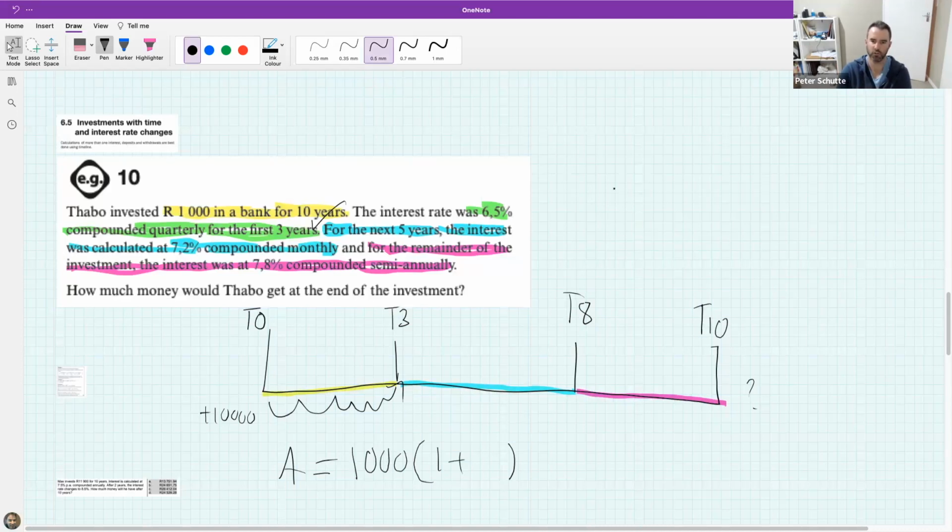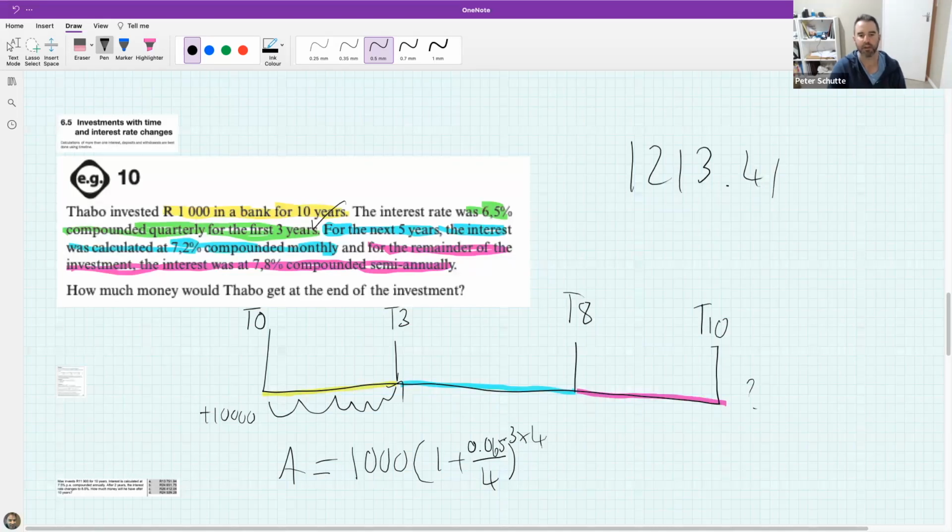Okay, so I see lots of students are saying that you end up as 1341, which is correct. But what I'm going to suggest is instead of putting it into its decimal format, we just leave it. So we go 0.065 divided by 4 because it was quarterly and it's for 3 years. So this must be 3 times 4. Now, that amount is in fact 1213, but at the moment we are sitting here on the journey.